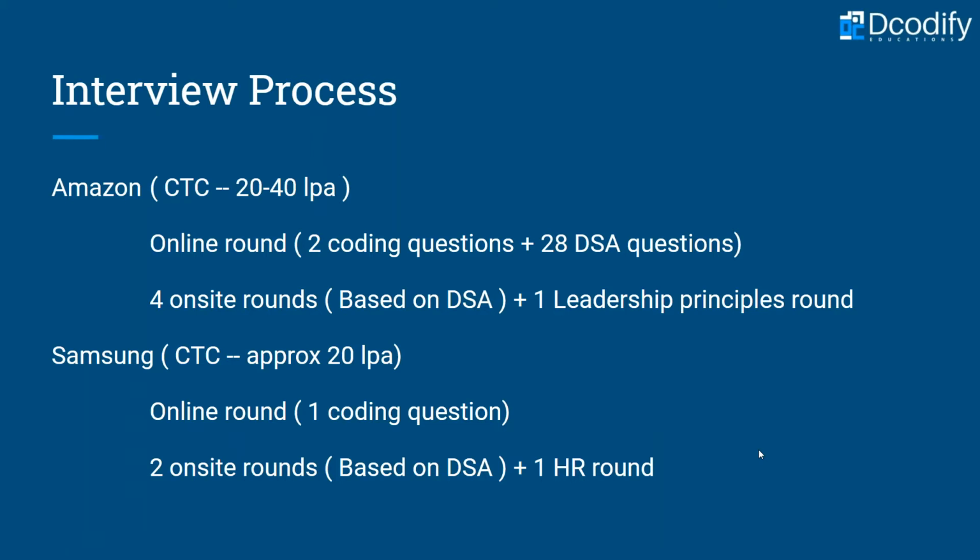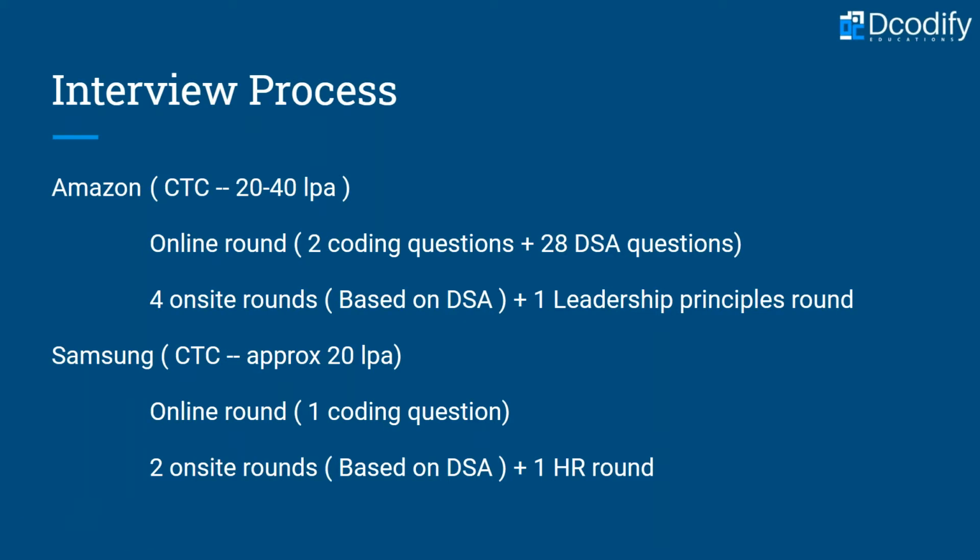Similarly, Samsung usually pays around 20 lakhs per annum. They will conduct an online round. Basically, they will give you 3 hours of time, and you have to solve a coding question. The coding question will be based on dynamic programming or common data structures. After that, if you clear that round, you will be invited to two on-site rounds. These will also be based on data structures and algorithms, and then there is one HR round.